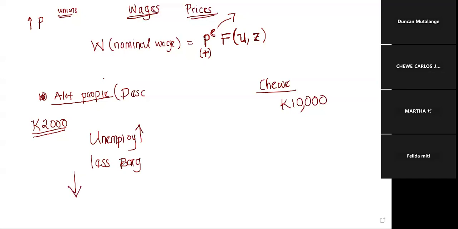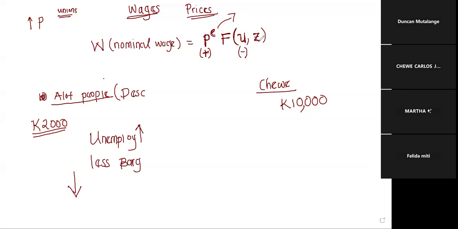Why? Because you can't go and say, hey, I have a degree, you cannot be paying me 2,000. Somebody will tell you, go. There are a lot of people that want the job, right? So the higher the unemployment, the lower the wage. So this one has a negative relationship with wages, meaning when unemployment goes up, wages fall. Okay, I hope that is clear on the unemployment.